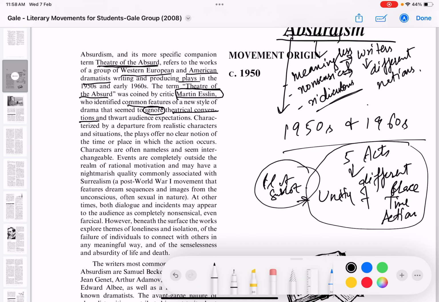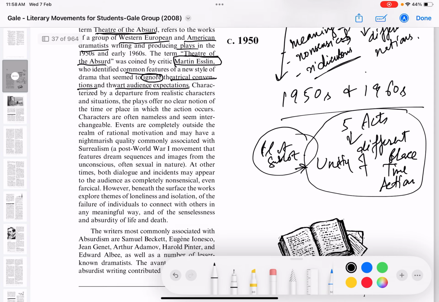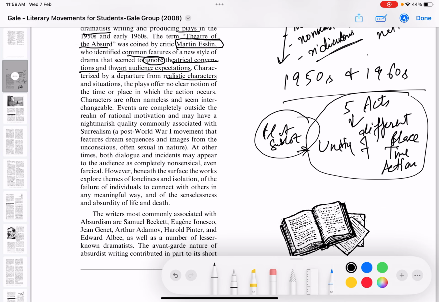But what are the playwrights doing in the theatre of the absurd? The dramatists here are ignoring those theatrical conventions and thwarting audience expectations. So what the audience expects from a particular drama, they were actually thwarting. Now it is characterized by a departure from realistic characters, right? See, what is the purpose of literature? The purpose of literature is to present things as they are or to present things as they ought to be, right? Now they are completely departing from realistic characters and situations. The plays offer no clear notion of the time or place.